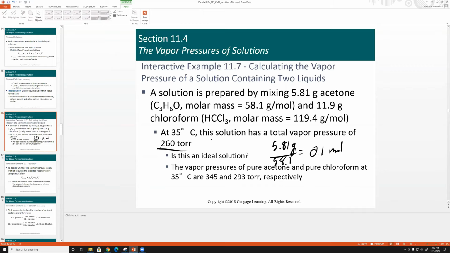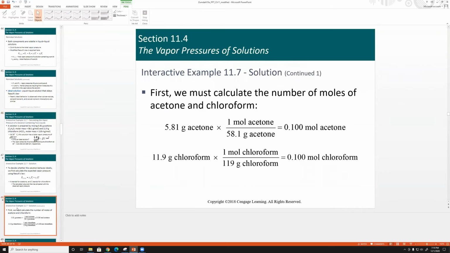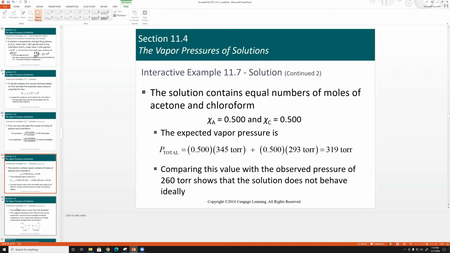Now, what we would do to see if this is an ideal solution is, we figure out the moles. Then we know that the mole fraction of each one is 0.5. And we would multiply them by their respective vapor pressures of their pure solvent. And we would see, does them added up equal our 260? So it doesn't, it equals 319, which means that it doesn't completely behave ideally, following Raoult's Law. So that's how you'd figure that out. Any questions on that?